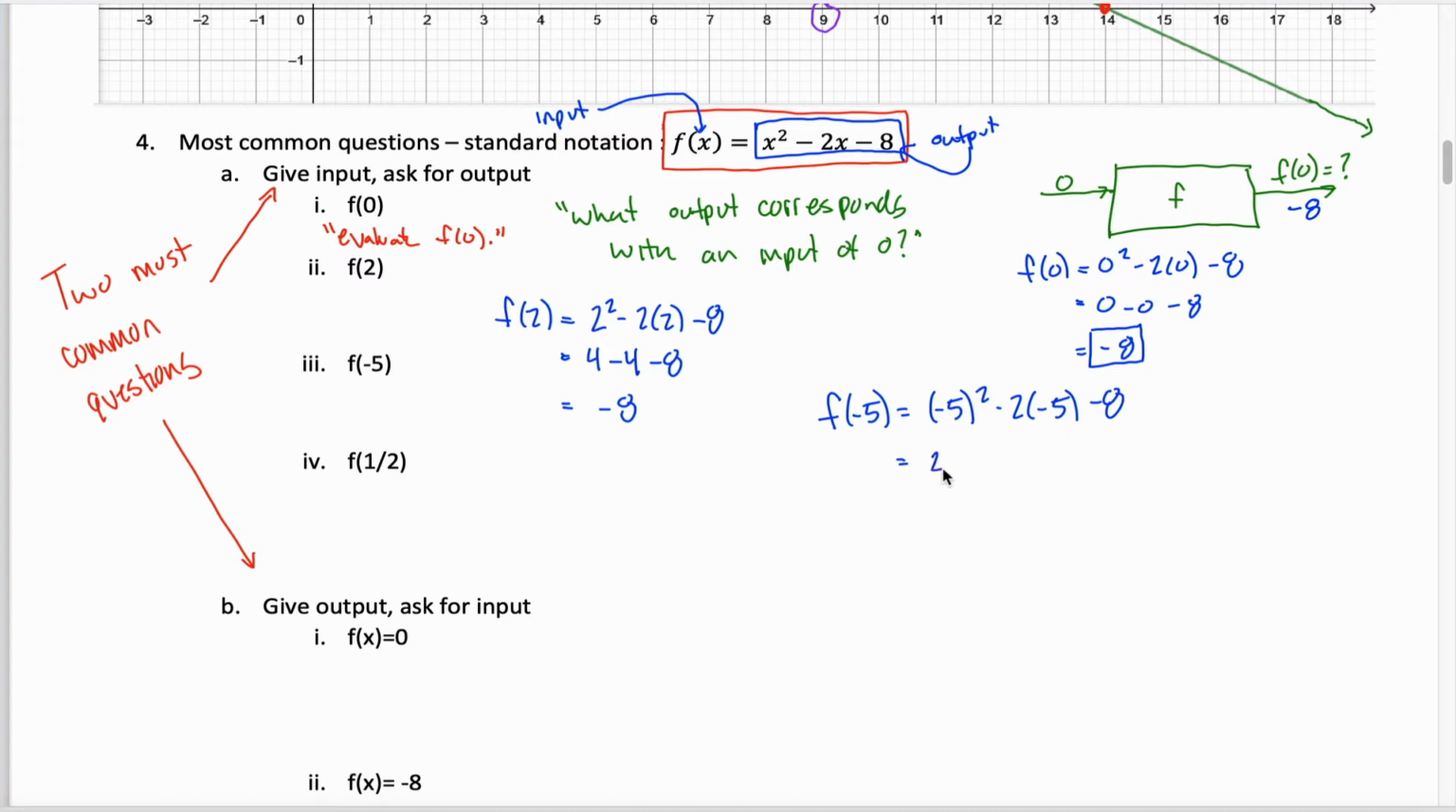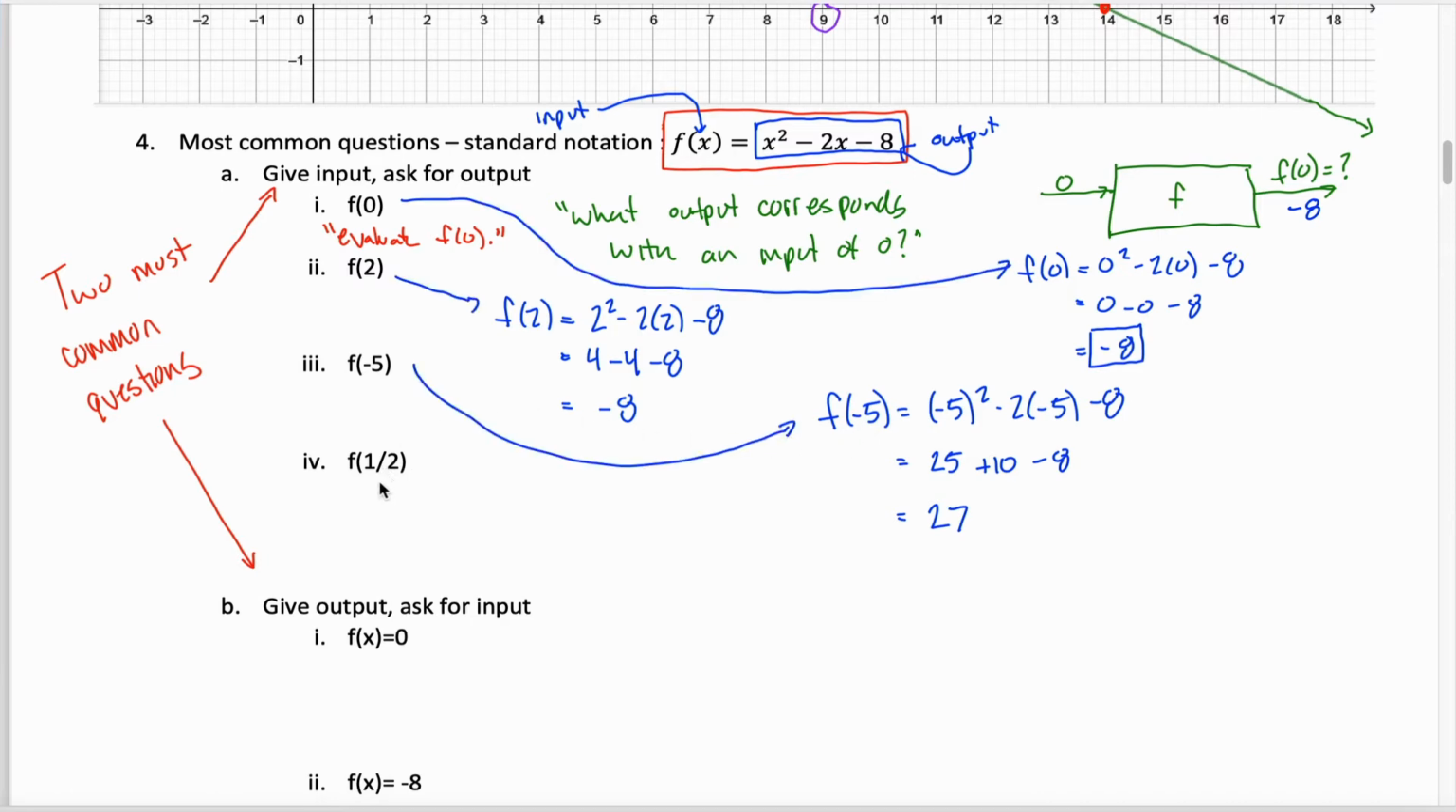Negative 5 squared is positive 25, and negative 2 times negative 5 is positive 10. So I'd have 25 plus 10 minus 8. I'd have 35 minus 8. I'd have 27, I guess. F of negative 5 would be 27. The output of 27 corresponds with an input of negative 5 for this machine f.